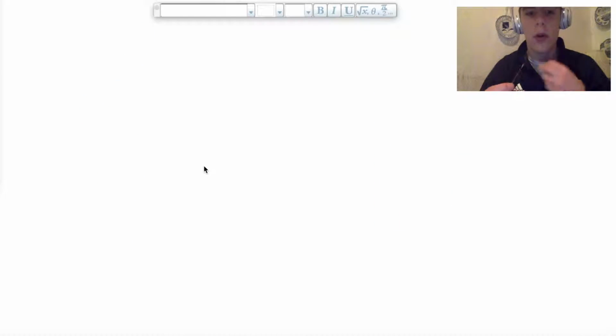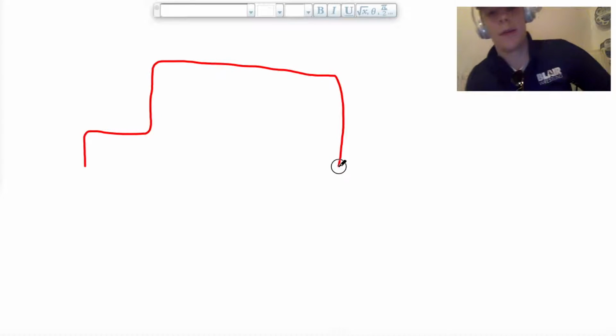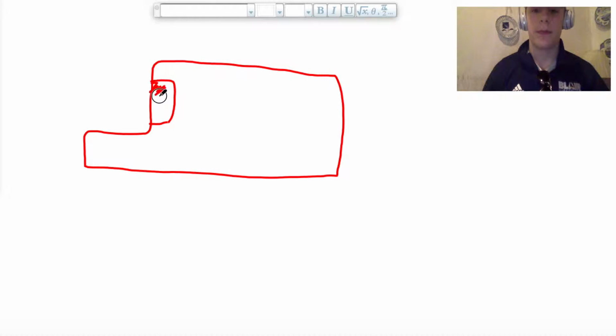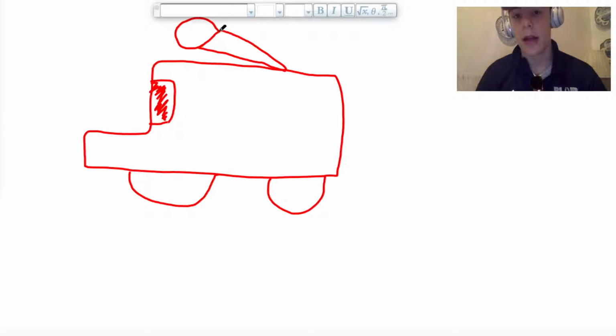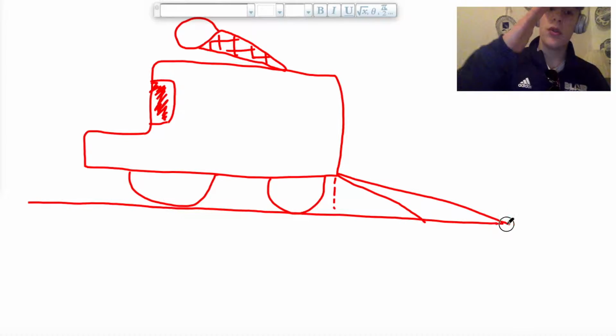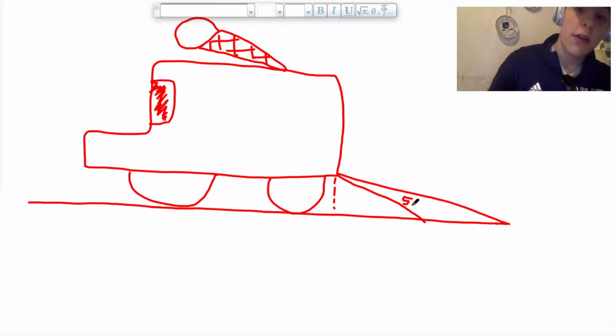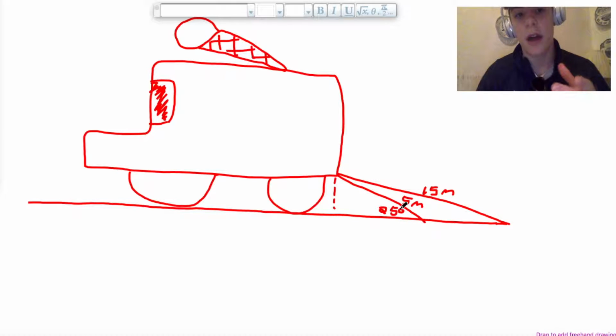Okay, so for our real-world example, we will be talking about an ice cream truck, which is getting loaded up with ice cream. So, as you can see, ice cream truck, very typical. It has an ice cream cone on top, which is a triangle, by the way, very interesting. And as you can see, it is level with the ground, and they're putting on two different ramps. First ramp will be 5 meters long. The second ramp, however, will be 15 meters long. The 5-meter long ramp makes a 25-degree angle with the ground. Our goal today will be to figure out what angle the 15-meter long ramp makes with the ground.